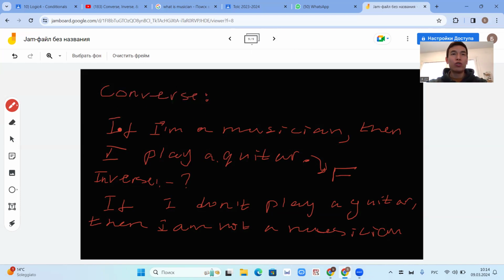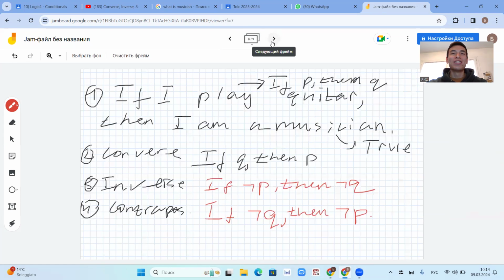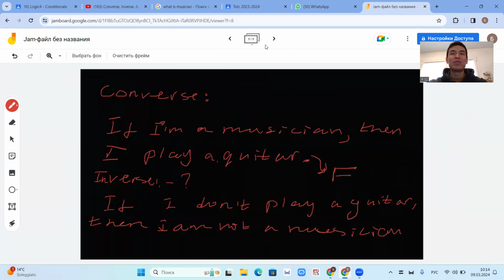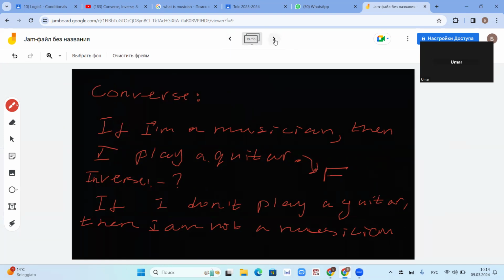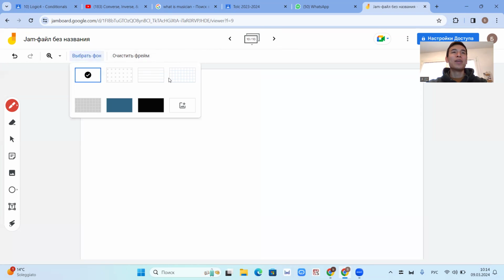Вопрос, ребят, если я вот такую черную сделаю, вам это лучше, чем белый? Либо лучше в белый перейти? Как удобнее? В принципе, без разницы. Окей. Тогда я продолжу в черной.